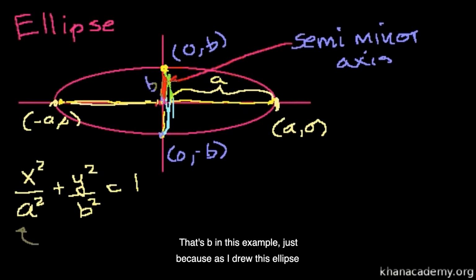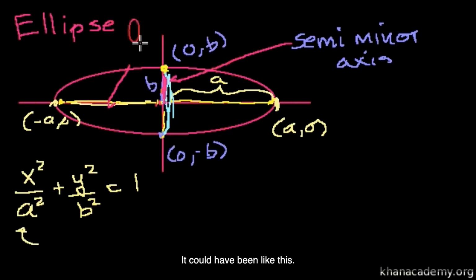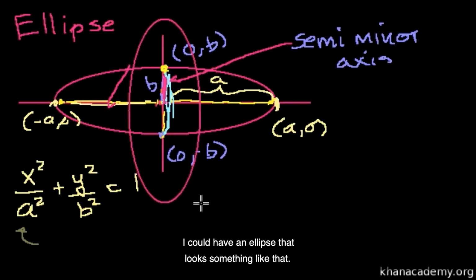Semi-minor axis. That's b in this example, just because as I drew this ellipse, it just happens to be that b is smaller than a. If b was larger than a, I would have a tall and skinny ellipse. Let me actually draw one. It could have been like this, right? I could have an ellipse that looks something like that, in which case all of a sudden b would be the semi-major axis, because b would be greater than a, that this would be taller than it is wide.